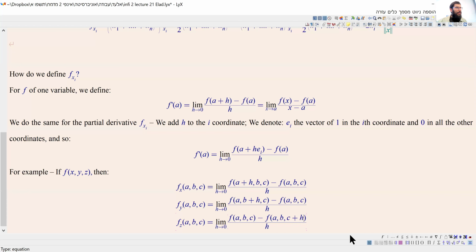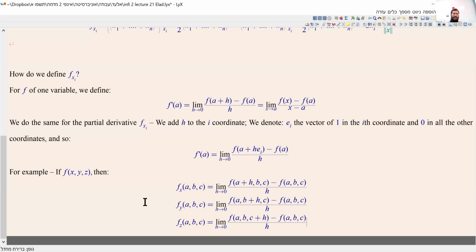And generally speaking, we add the h to the specific coordinate and nothing more. We denote it in vector language h multiplied by e_i. First of all, we can see from here, at least intuitively, that when we differentiate by some variable, the others are constant because we do not touch them, they stay the same. For example, we differentiate by x, so we do not touch y and z here.